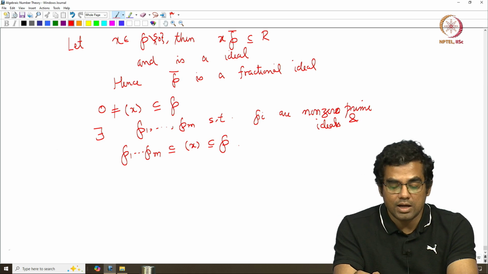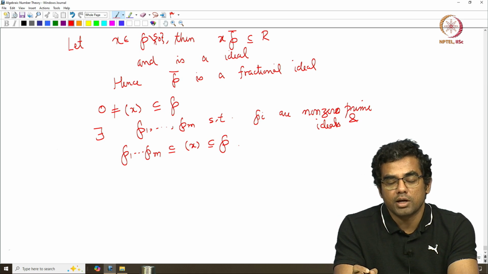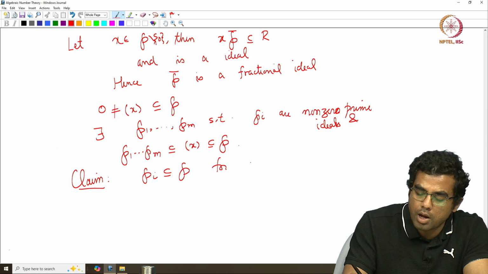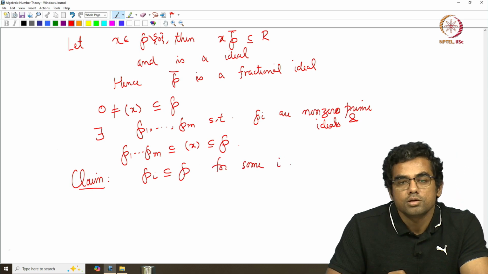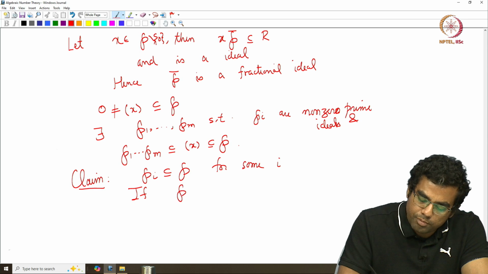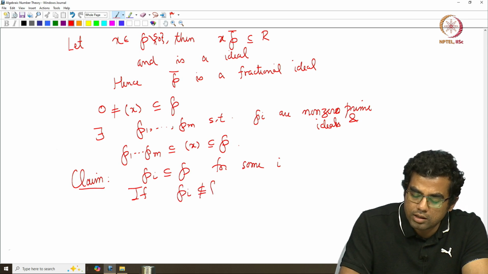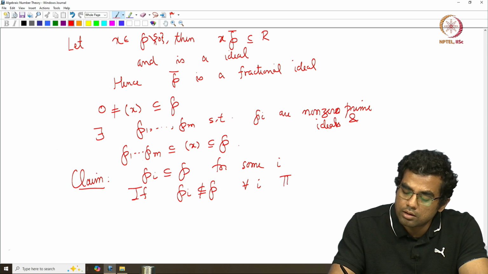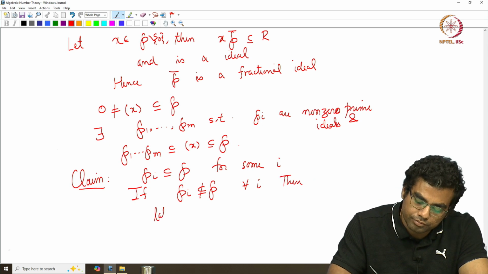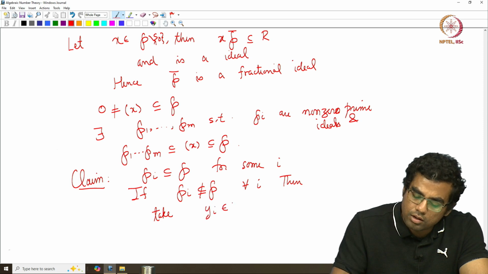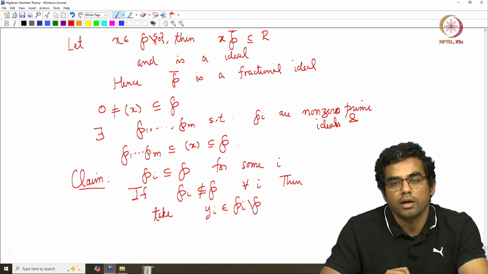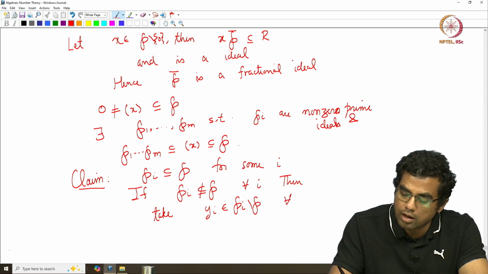So, my claim is that Pi is contained in P for some i, that is, at least one of them is a prime ideal contained in P. If not, if Pi is not contained in P for all i, that is the negation of that statement, then take yi which is in Pi, but not in P. I can do that for all i's.